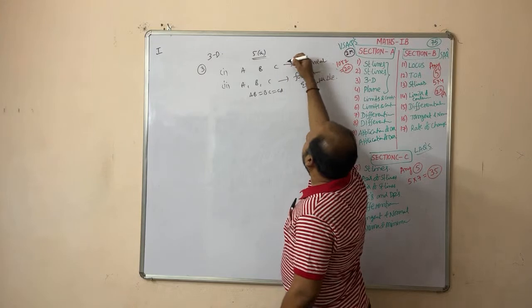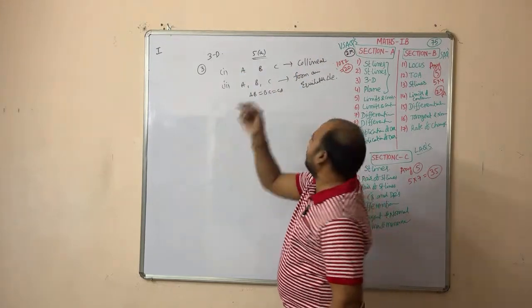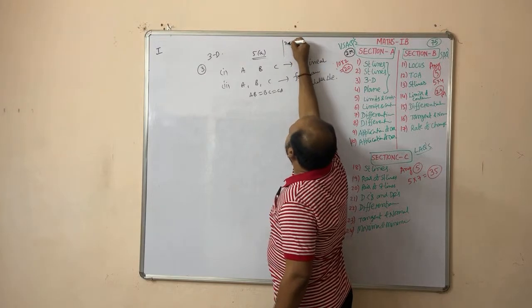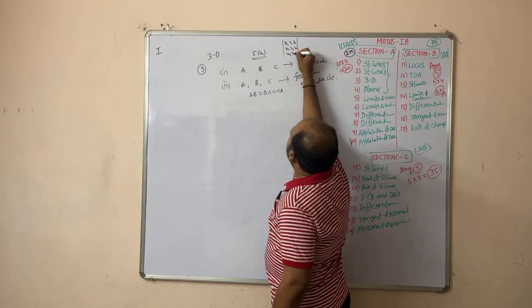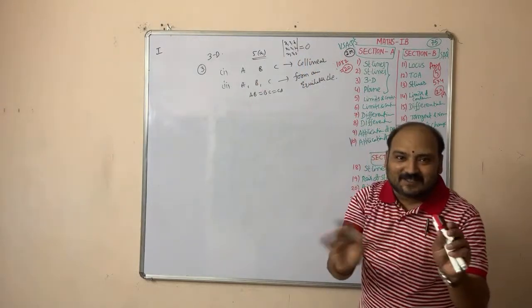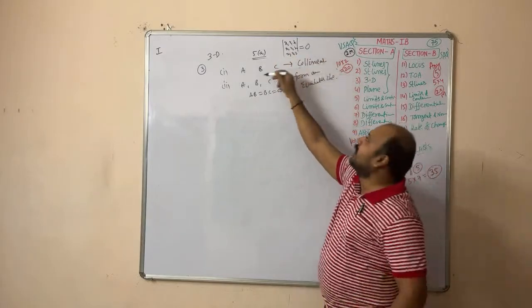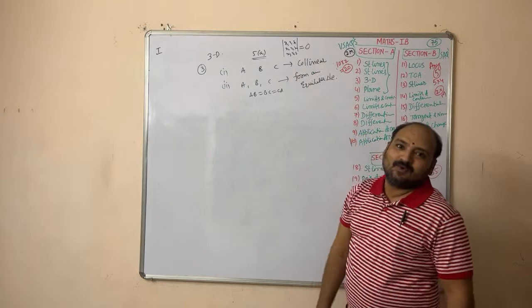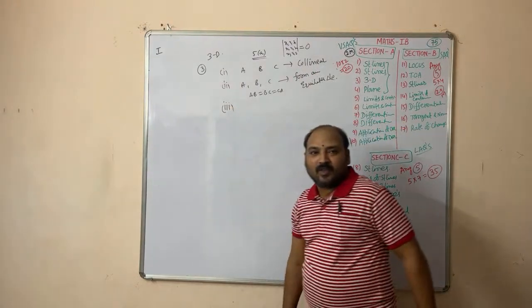Collinear means 3 points they will give. Now, how to prove the points are collinear? A point in 3-dimensional geometry is x1, y1, z1. So, the determinant of x1, y1, z1, x2, y2, z2, x3, y3, z3. If you prove this value is 0, don't write 0 directly. Consider this determinant and prove that the value is 0, then the points are collinear. Okay.